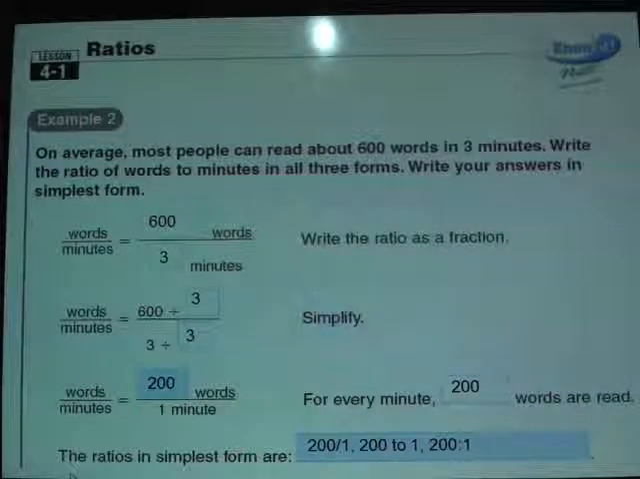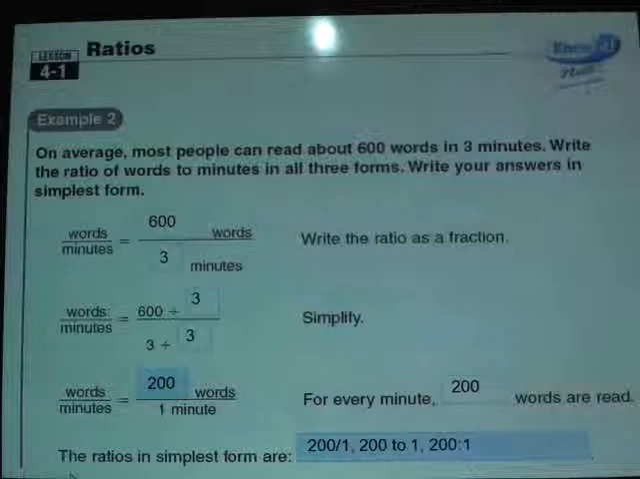Here's question number 2. It says, on average, most people can read about 600 words in 3 minutes. Write the ratio of words to minutes in all 3 forms, and write your answers in simplest form. So this is practice really with the simplest form idea that we've been talking about, because now we should have a pretty good understanding of how to write a ratio.